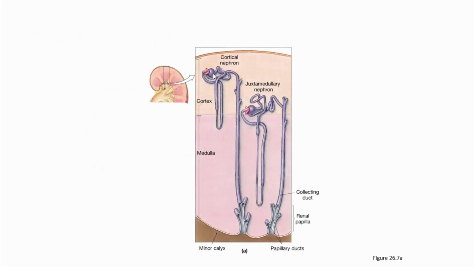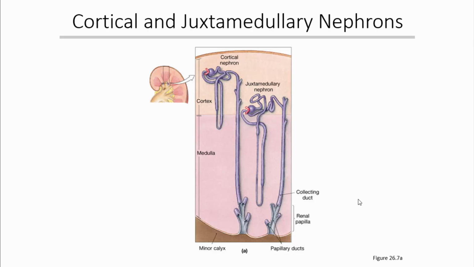Here we can see the cortical nephrons, where the bulk of the nephron is found within the cortex. The juxtamedullary, we have some in the cortex, but the bulk of it is going to be down in the medulla within the renal pyramids. And again, you can see the collecting duct and these papillary ducts emptying into the minor calyx. So again, these are cortical and juxtamedullary nephrons.